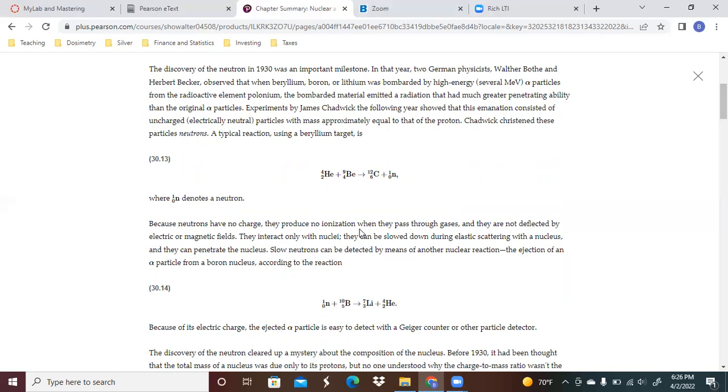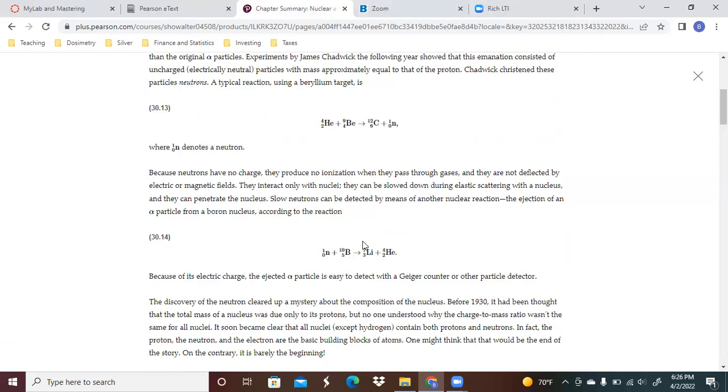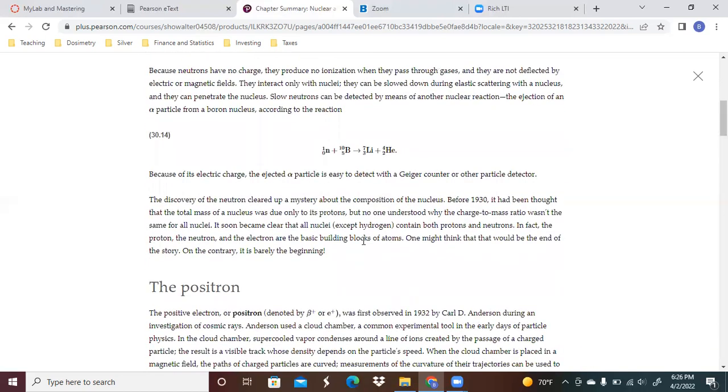A typical reaction using a beryllium target would produce the reaction that you see here, including a neutron. Because neutrons have no charge, they produce no ionization when they pass through gases and are not deflected by electric or magnetic fields. They interact only with nuclei and can be slowed down during elastic scattering with a nucleus, and they can penetrate the nucleus.